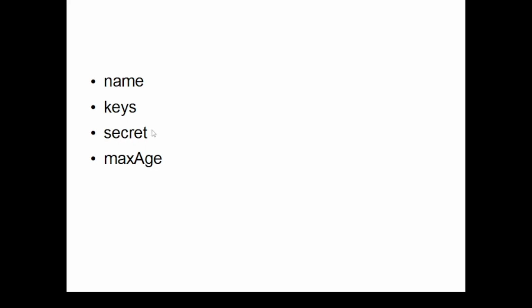The next property is secret. The point is that if you're providing keys, there's no need to provide secret and vice versa. This is just an alternative to keys. You can either provide a single string secret in the secret, or you can provide an array of keys in the keys. You can't use both simultaneously. So secret is just used to sign the cookie, just like keys, but with only one secret.